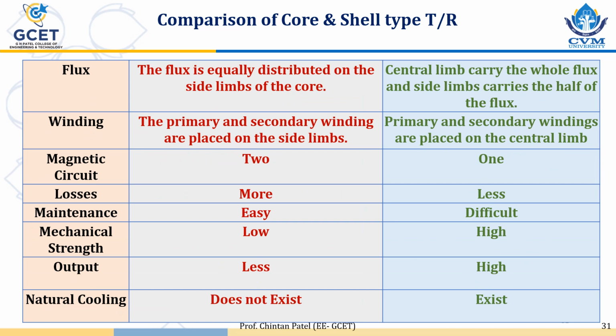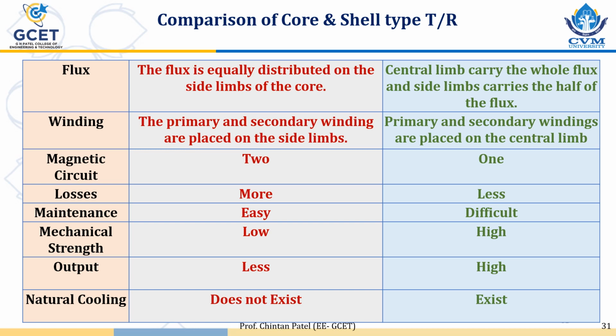Flux is equally distributed on the side limbs of the core. Here the central limb carries the total flux and side limbs carry half of the flux. Winding: as shown in the diagram earlier, the primary and secondary windings are placed on the side limbs. Here both the windings are placed on the central limb or middle limb. In core type transformer there are two magnetic circuits. In shell type only one magnetic circuit.